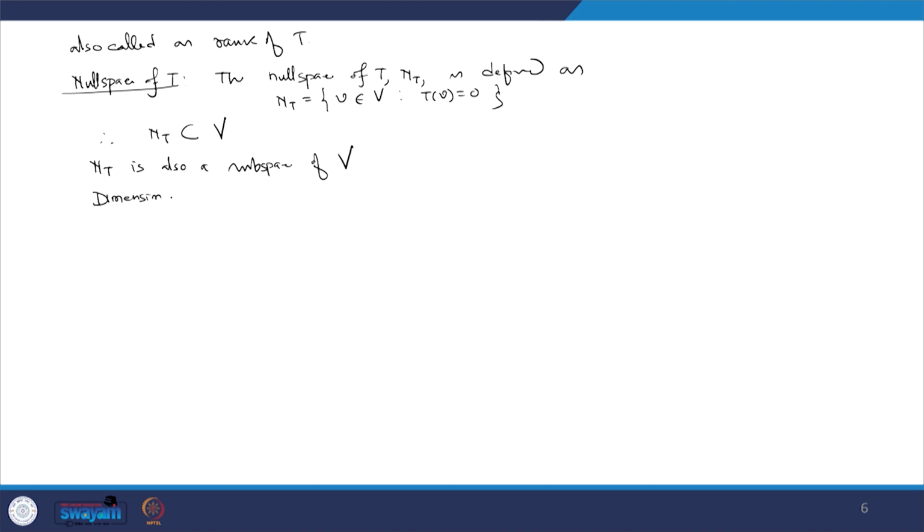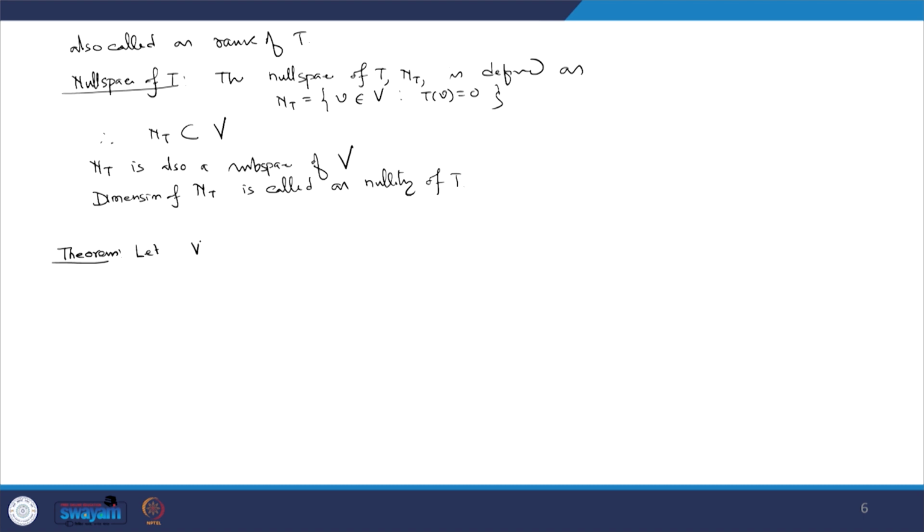Dimension of N(T) is called the nullity of T. So, before proceeding more about these two subspaces and whether any possible relation is there or not, let me prove one nice result, that is this theorem, the existence of linear transformation.